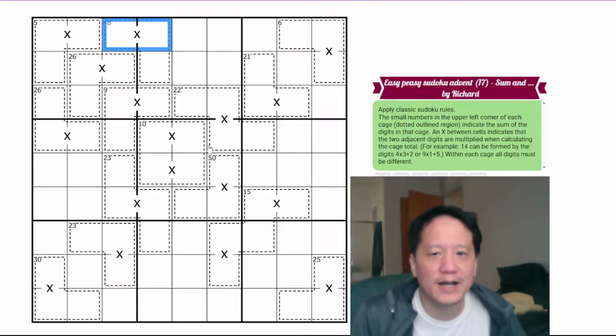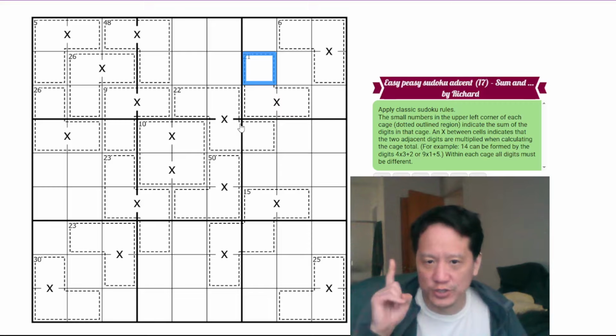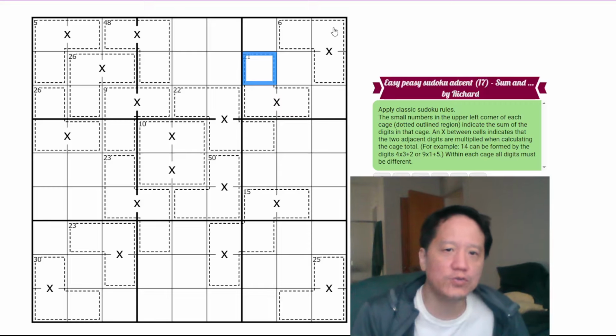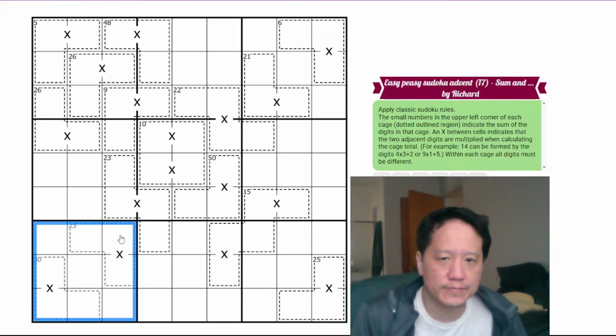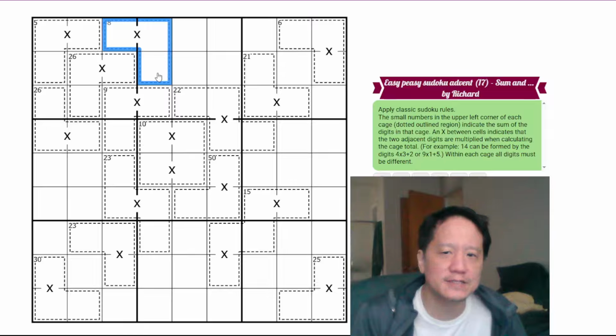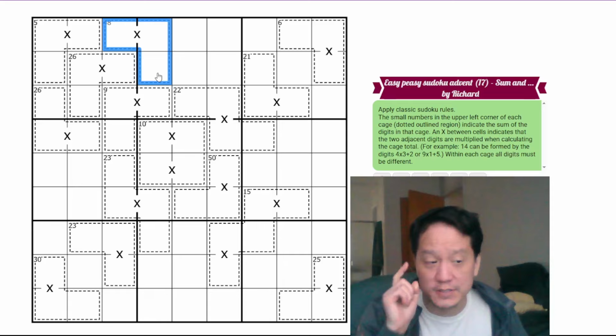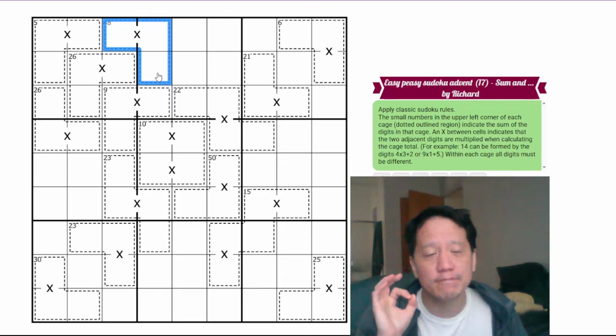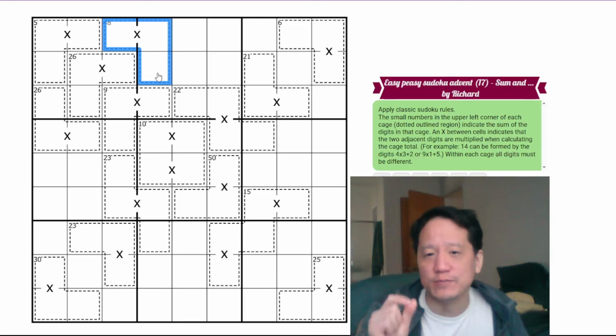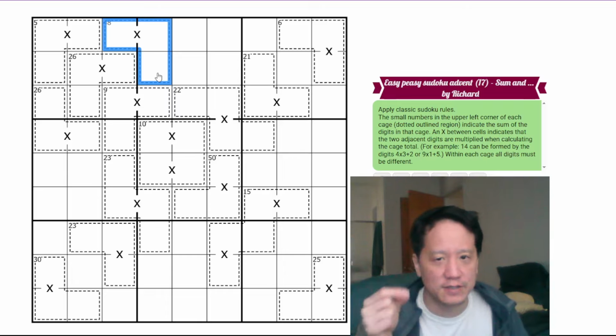Apply classic Sudoku rules, which means in every cell in the grid, place a single digit from 1 through 9 such that there are no repeats in any row, column, or designated 9-cell region. A small number in the upper left corner of each cage, which is a dotted outline region, indicates the sum of the digits in that cage. Now, this is actually not correct. This is actually not what it means. And the reason why is it'll show in the next rule.